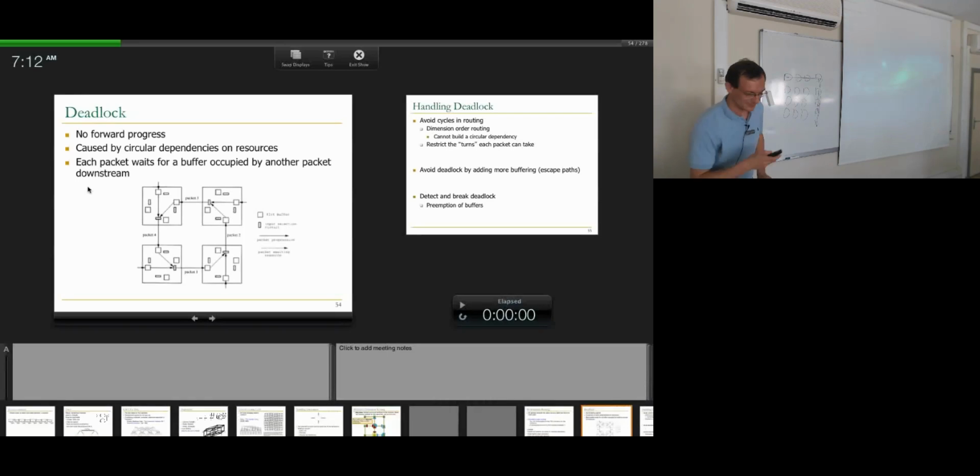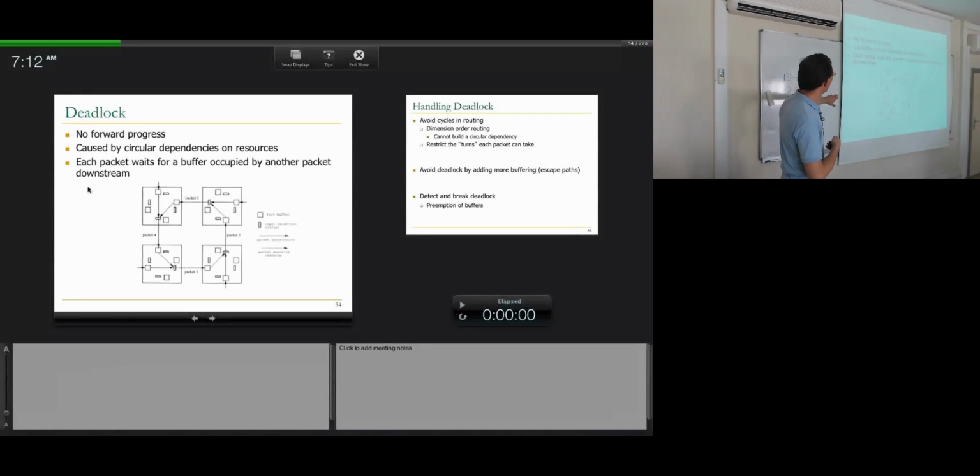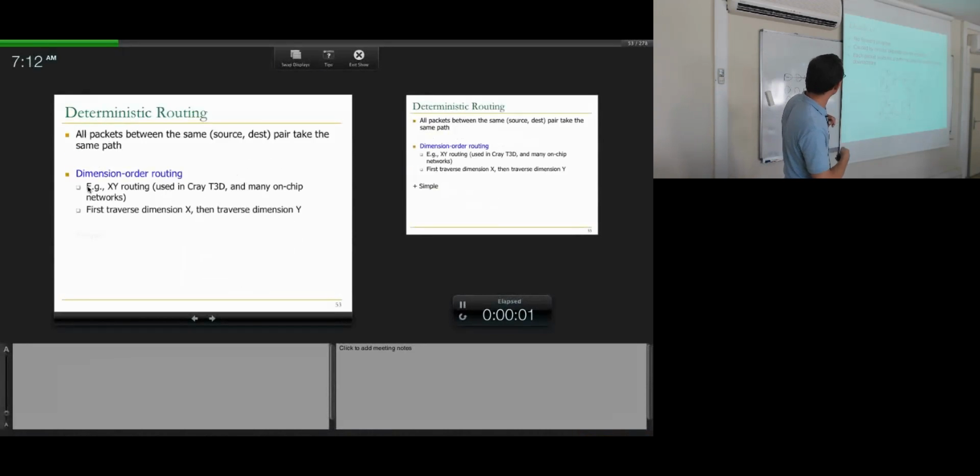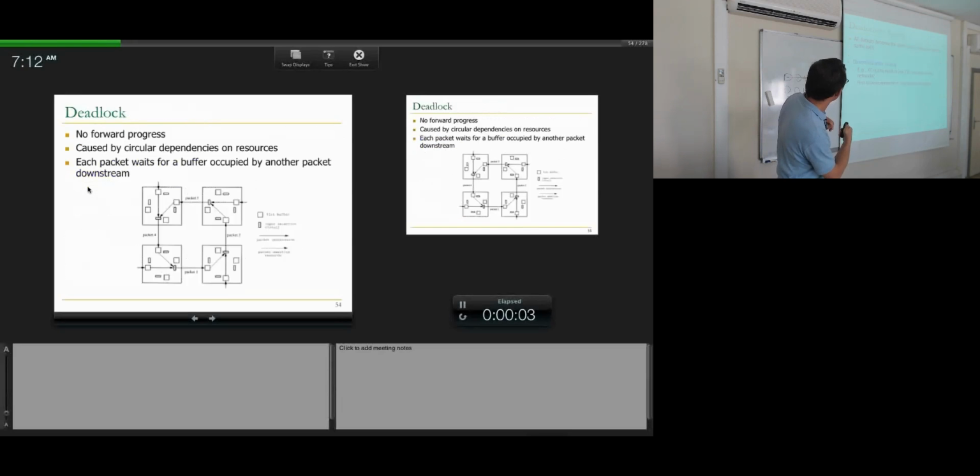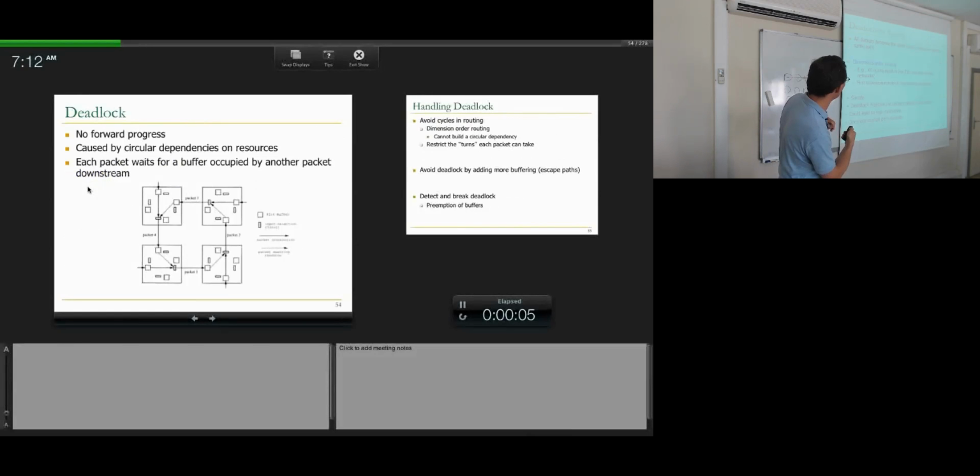Okay. So one issue that I told you earlier is deadlock that this deterministic routing eliminates. I'll briefly cover what it is because people have worked on this a lot actually, and it's interesting. And it appears mainly in buffered networks, and this is one downside of a buffered network. Deadlock is no forward progress because you have circular dependencies on resources. You get deadlock. And in this case, each packet waits for a buffer occupied by another packet downstream.